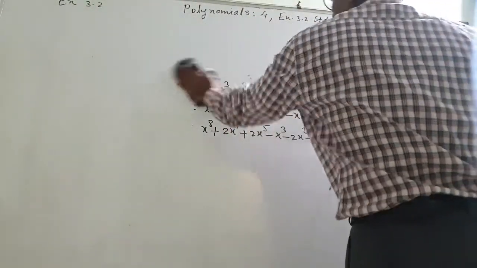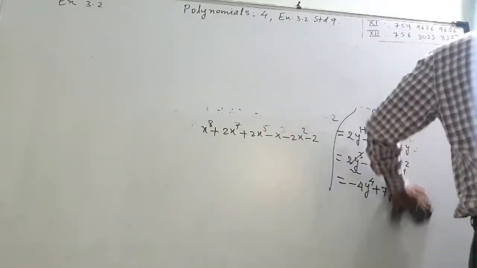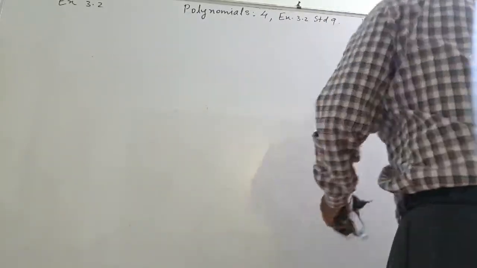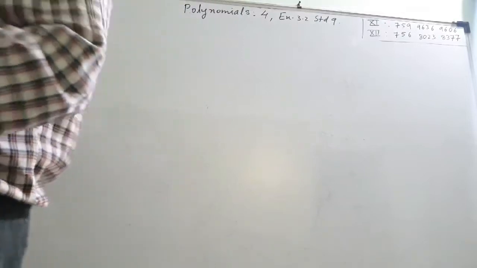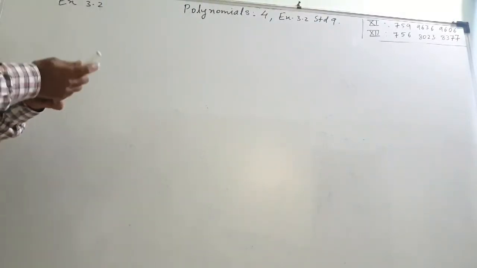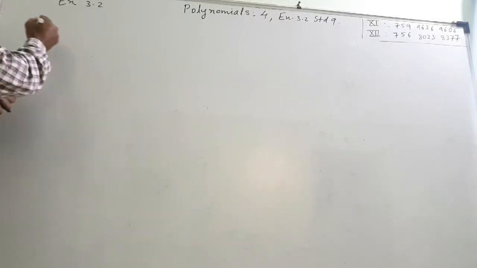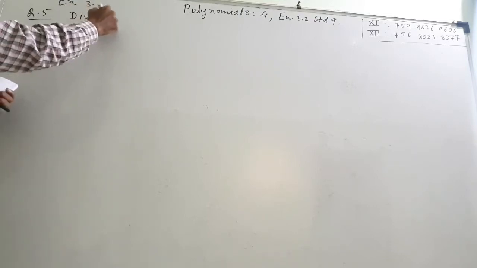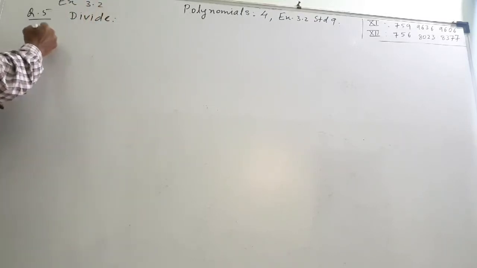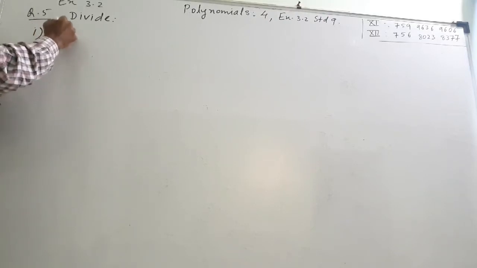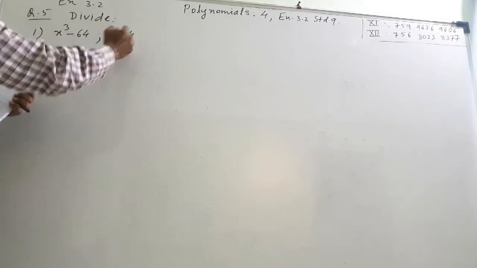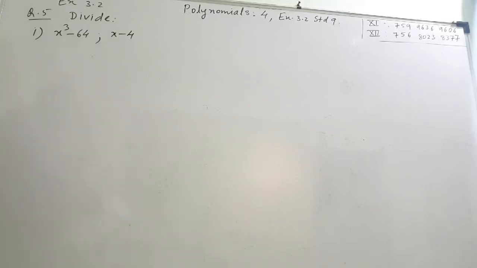Now I will go for the next question. Divide the first polynomial by the second. Question number 5. Divide. In that, the first one is x cube minus 64, comma x minus 4. How to divide this? I have to divide this by this.